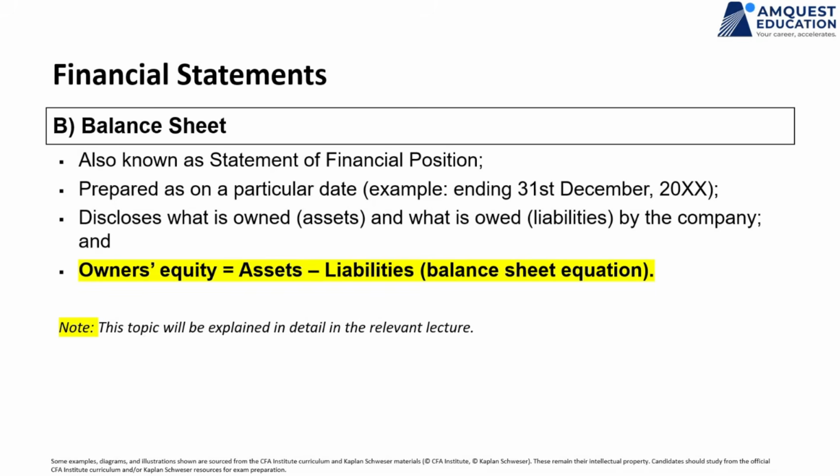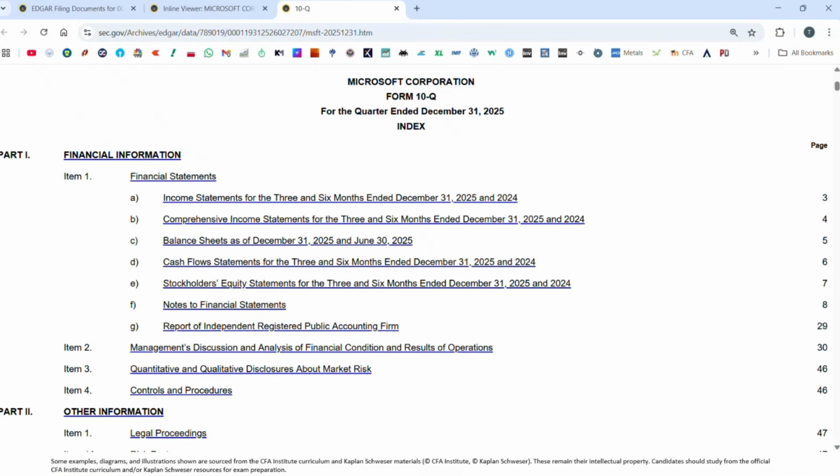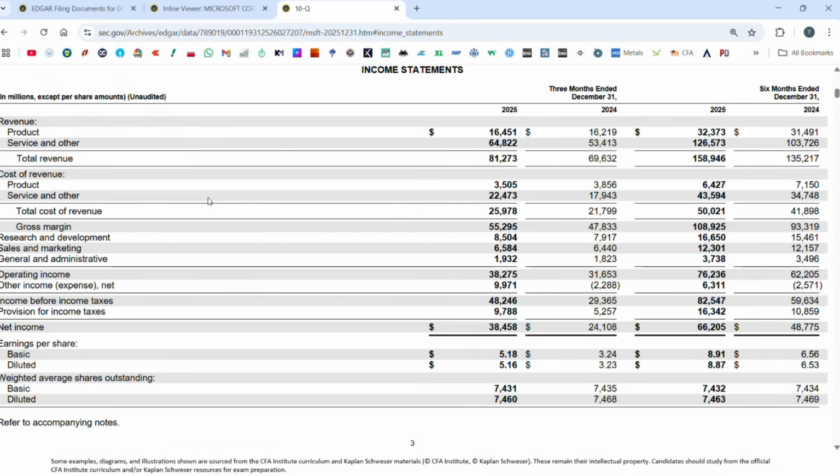Let's look at the balance sheet for Microsoft and the income statement for Microsoft. So let's first go to the income statement. So if you see, this is how an income statement looks like. Microsoft had roughly $16.5 billion of sales of product. And then there was also service sales.